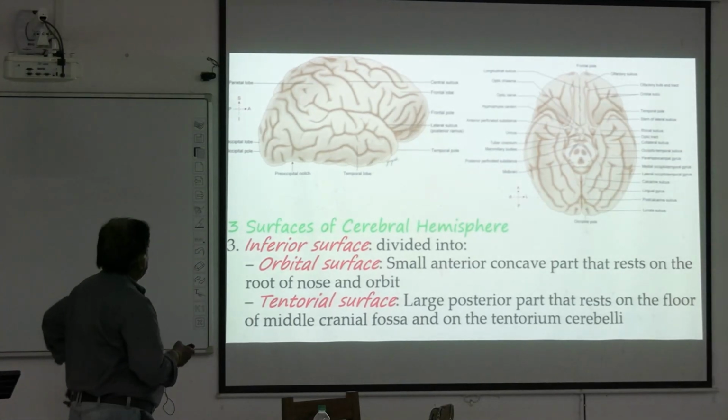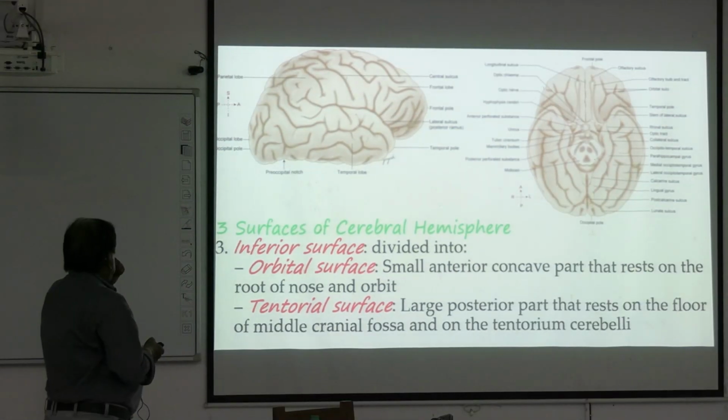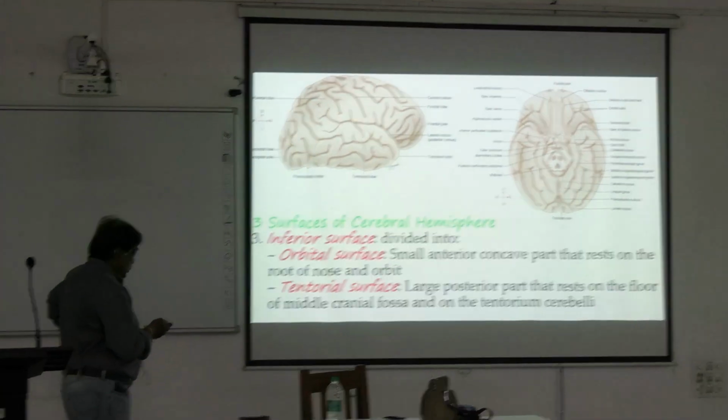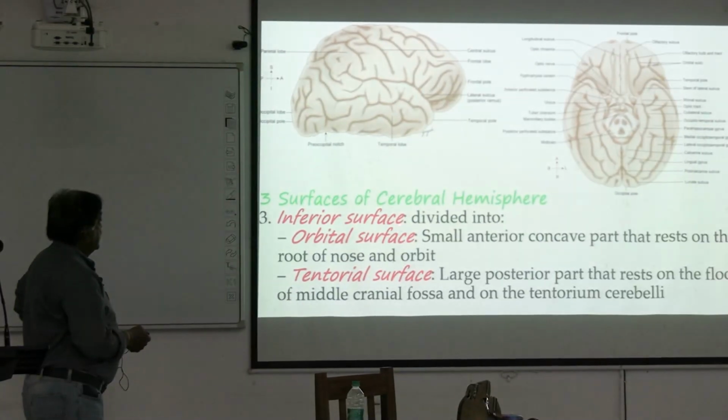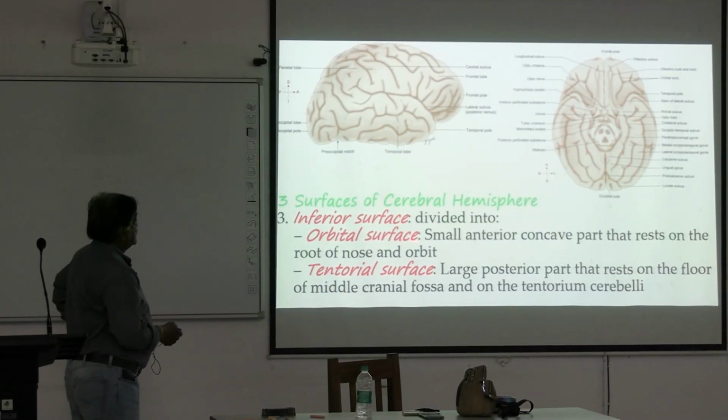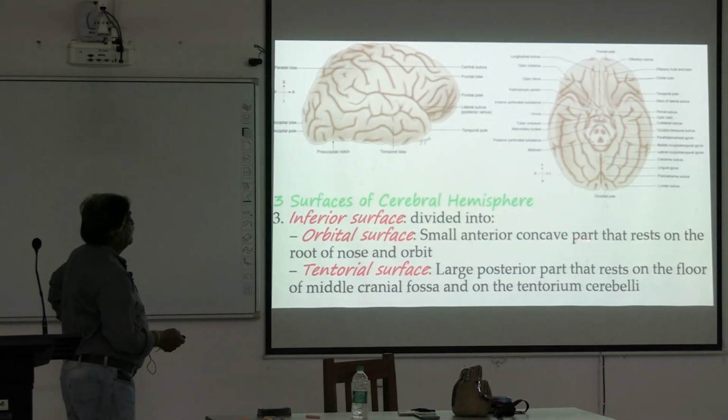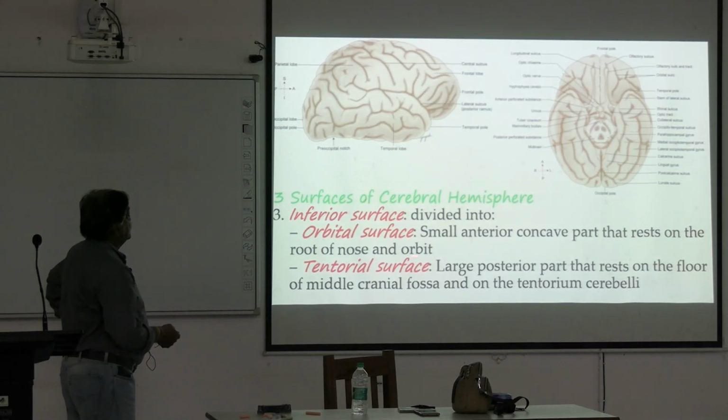Now, surface of cerebral hemisphere, inferior surface divided into orbital surface, small anterior concave part that rests on the root of the nose and orbit. In this part, root of the nose and the orbit, this part. And tentorial surface, large posterior part that rests on the floor of the middle cranial fossa and on the tentorium cerebelli, in this part.